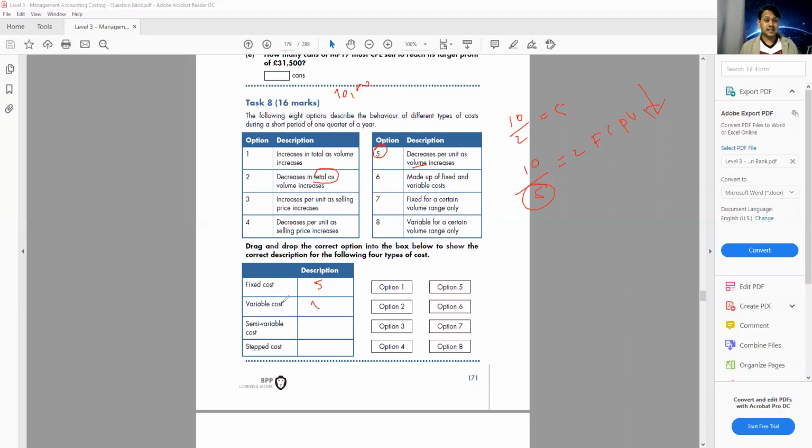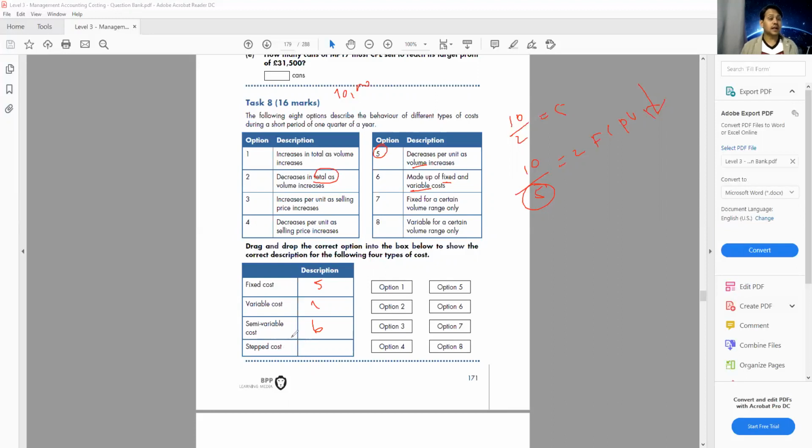Semi-variable cost: some portion is fixed, some portion is variable. Inside the semi-variable cost, we have a portion of fixed cost and a portion of variable cost. It's mixed. So let's have a look at this: made up of fixed and variable cost. This is number 6. Semi-variable cost is made up of fixed and variable both.